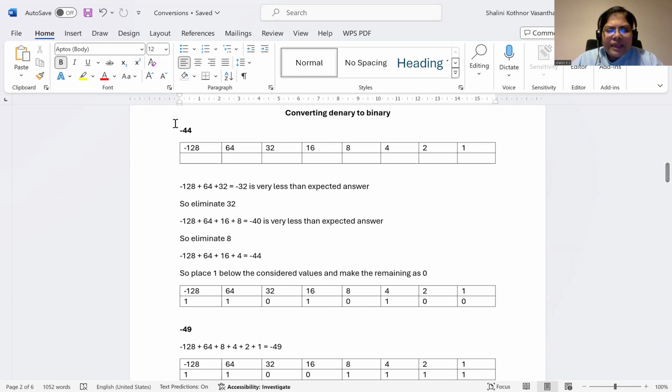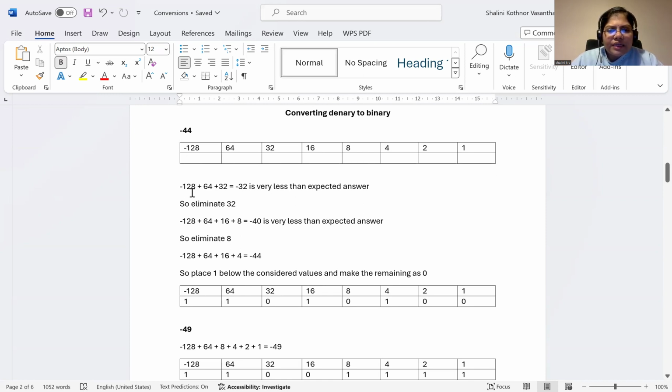So let's go for a negative value, because that includes how we are going to do the positive number as well. So minus 44. We'll have a skeletal table with the same values: minus 128, 64, 32, 16, 8, 4, 2 and 1, because we are going to represent it in binary format. Okay, so let's start with the leftmost value, which is 128.